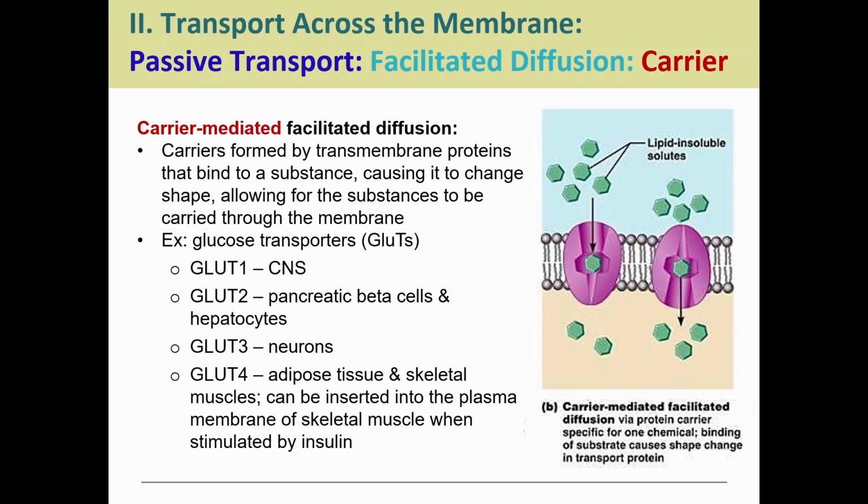So let's get into carrier mediated first. Carrier mediated is using a transmembrane protein, so a protein that spans the entire membrane. And the substance or the molecule we're trying to bring is actually going to bind to the transmembrane protein, to the carrier. So something like glucose, for example, is going to physically bind to that protein. And then when it binds, it's going to cause the protein to change shape.